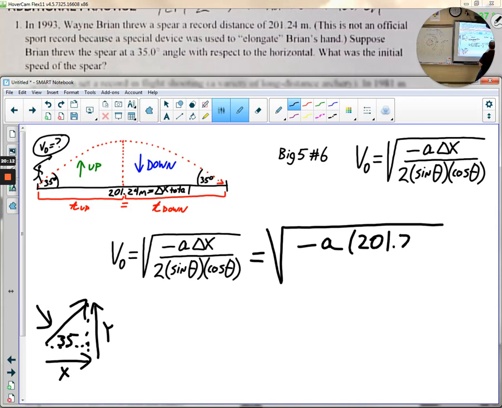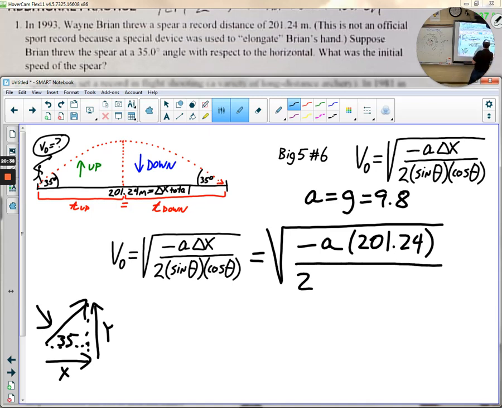Wait, is A still 9.8 because of gravity? Yes, and hold that thought for just a minute, because either it's going to be positive 9.8 or negative 9.8. I'm glad you brought that up. The A we're referring to right here is acceleration due to gravity, or G, which is 9.8. Divided by 2 times sine of 35 times cosine of 35.